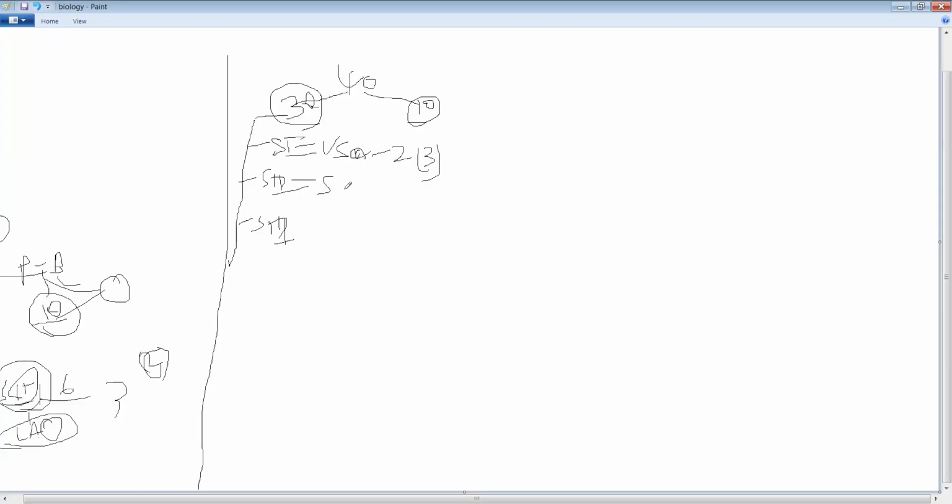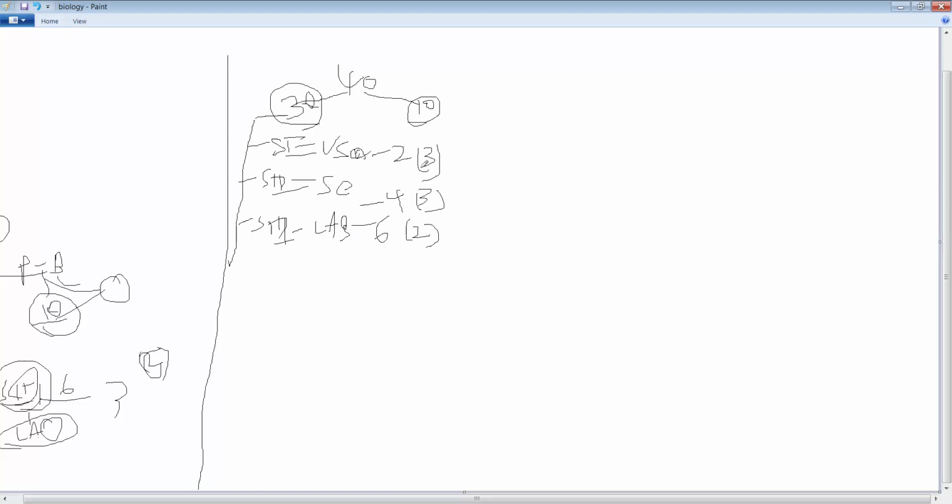Whereas short answer questions, each question carries 4 marks. Long answer questions, each question carries 6 marks. They will give 3, but you have to write 2.